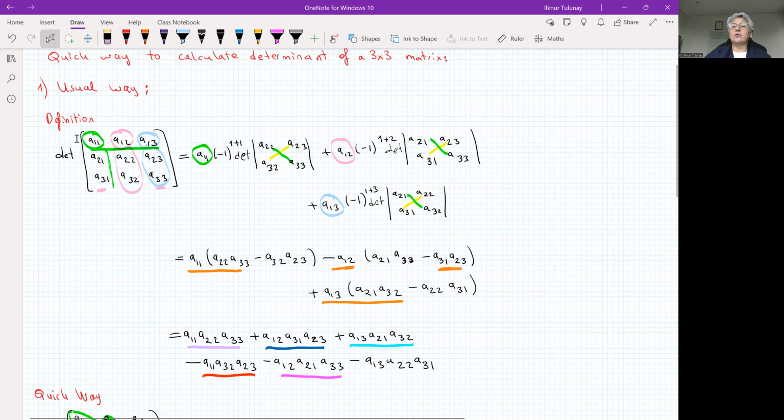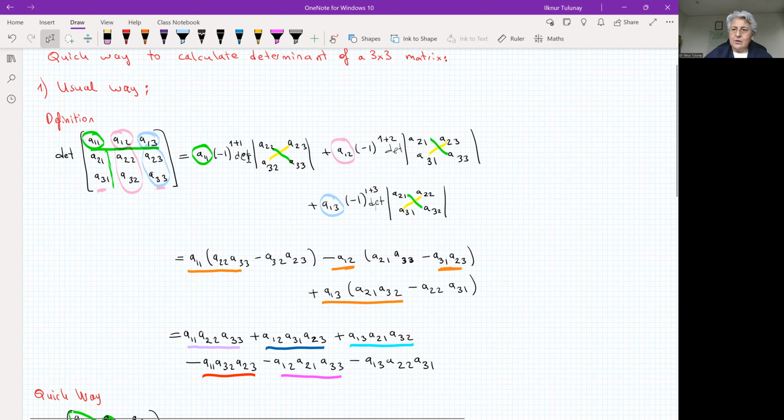Now, this is the determinant calculation with respect to the first row. You can do this definition with respect to the second row, or with respect to the third row. In that case, it's the same logic. You will have A21 here, and then the position is the second row, first column. You will have -1 to the power of 2 plus 1.